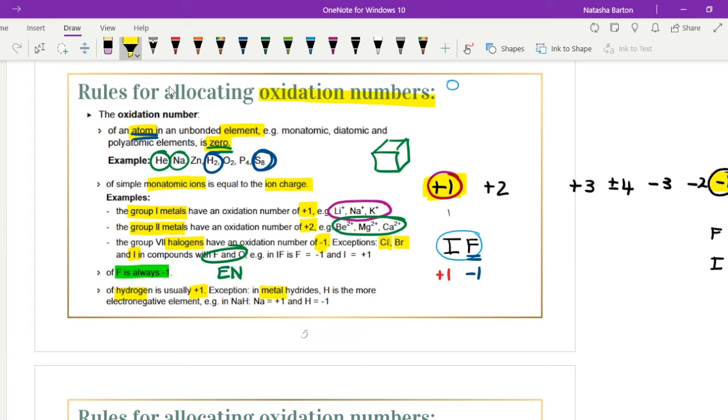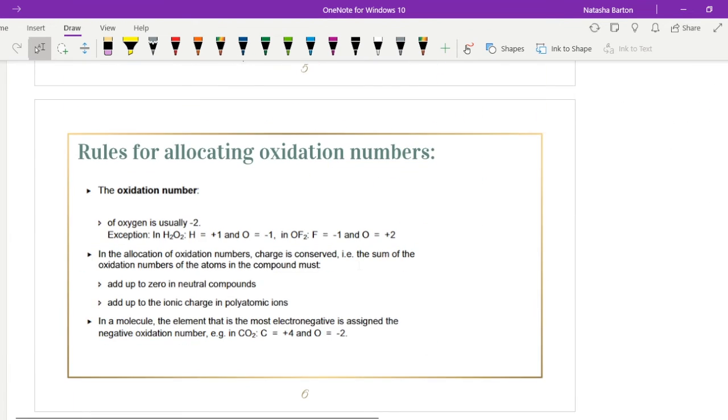When hydrogen is bonded to a metal like sodium, right? Sodium is in group 1. If hydrogen is bonded to sodium, we have ionic bonding. Sodium will get the charge of +1. Hydrogen, since it is more electronegative, will get the charge of -1. So hydrogen is normally +1, but when it is bonded to a metal, it will become negative because it is more electronegative than the metals.